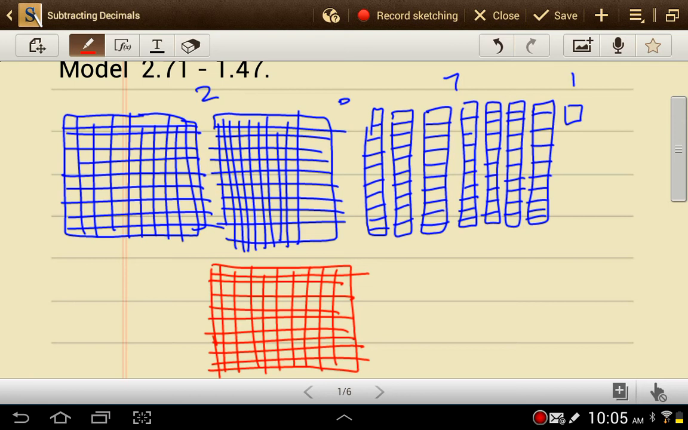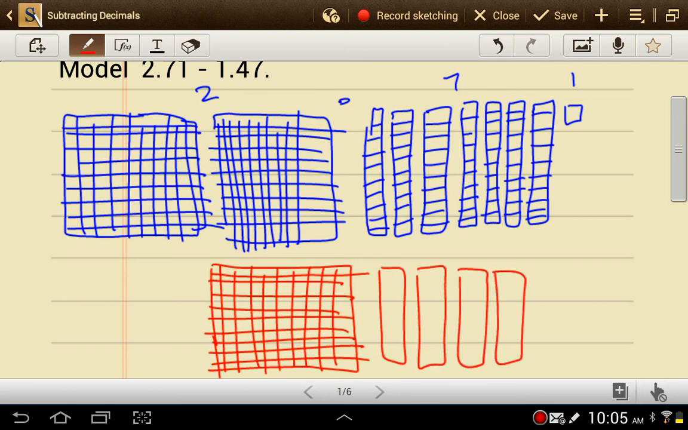So I'm going to make 4 of these strips of ten and count them out. And then I've got 7 individuals that I cannot group together because it's not enough.